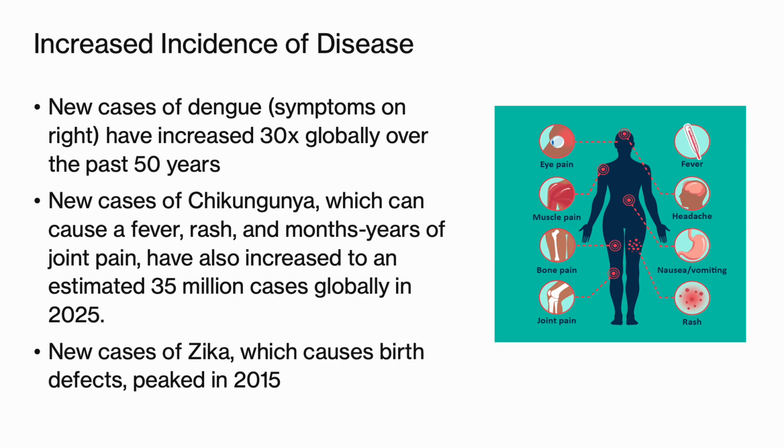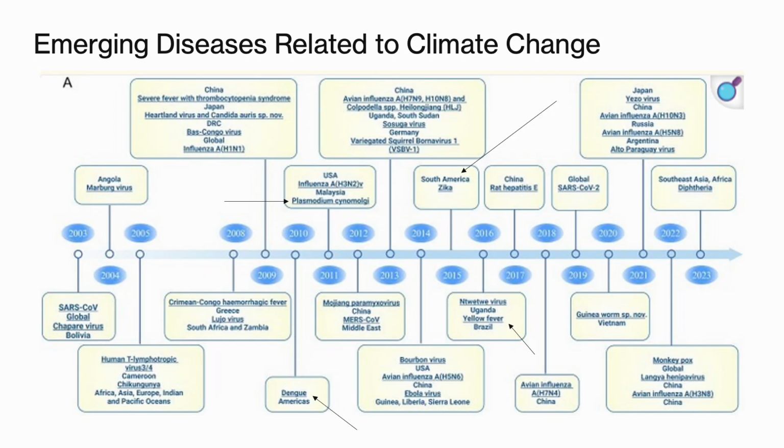And then finally, new cases of Zika, which is a disease that started becoming more prevalent in 2015 in South America and causes birth defects in newborns, has increased since 2015. So I just wanted to mention some emerging diseases related to climate change.